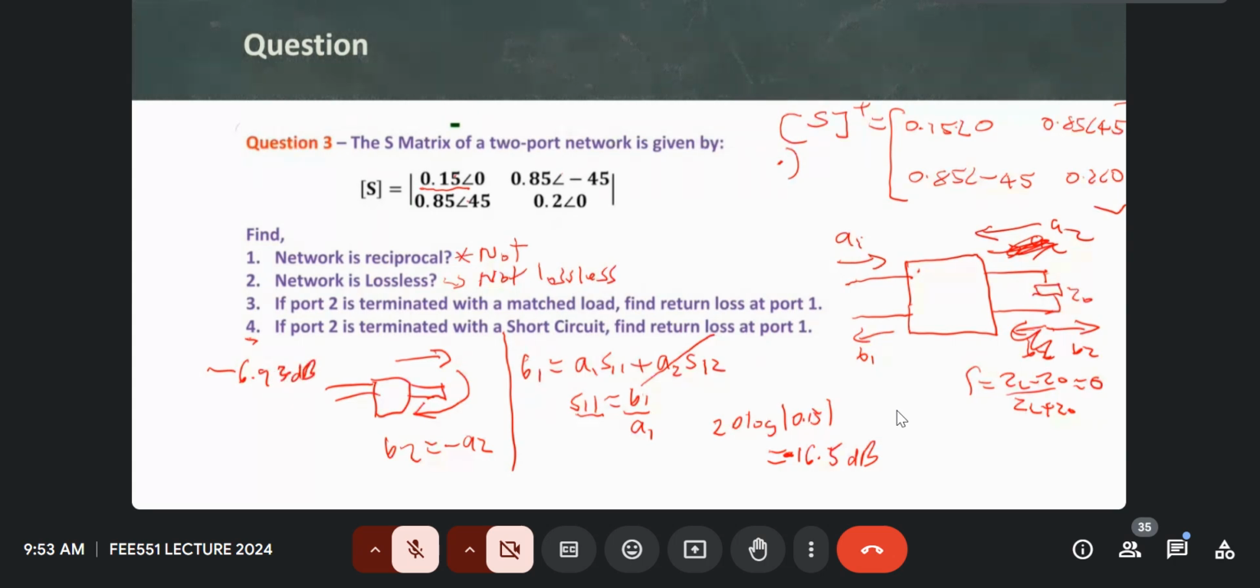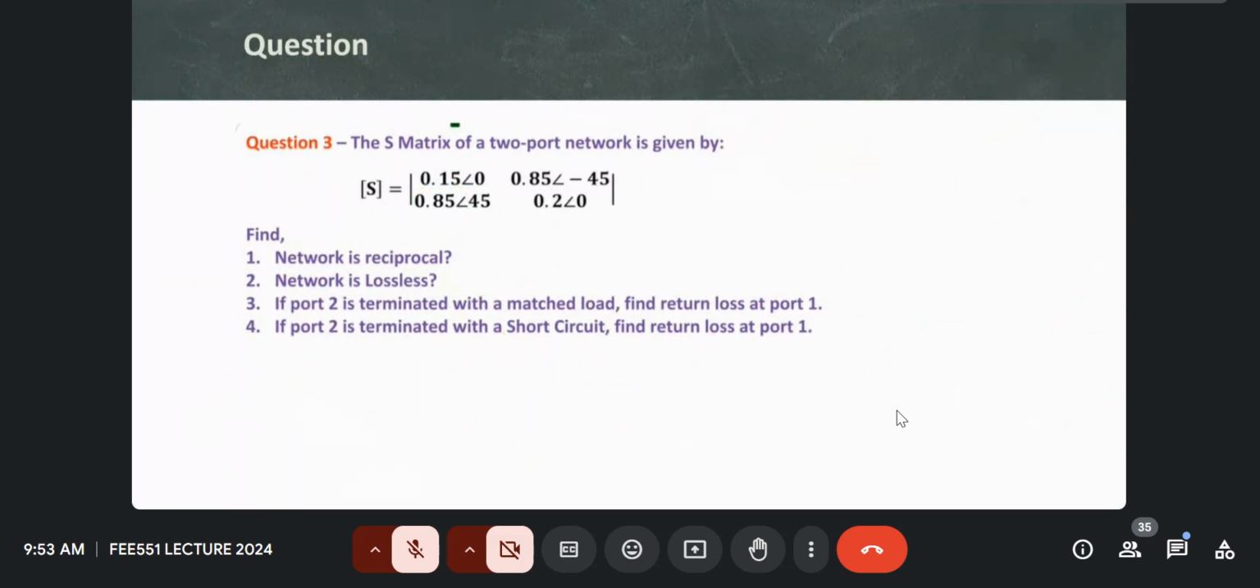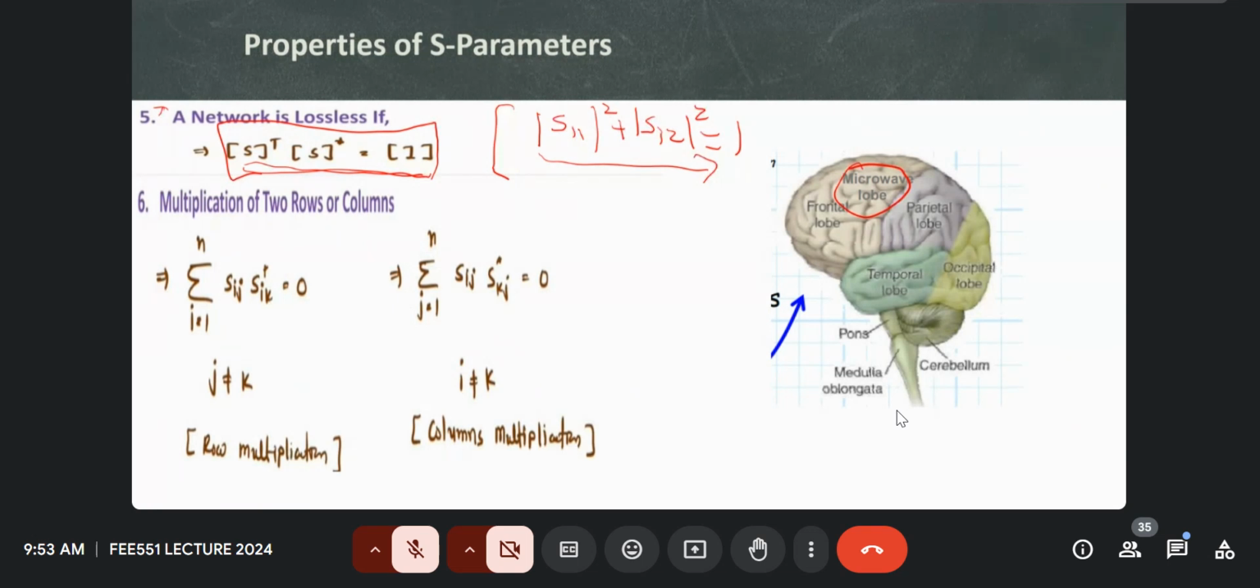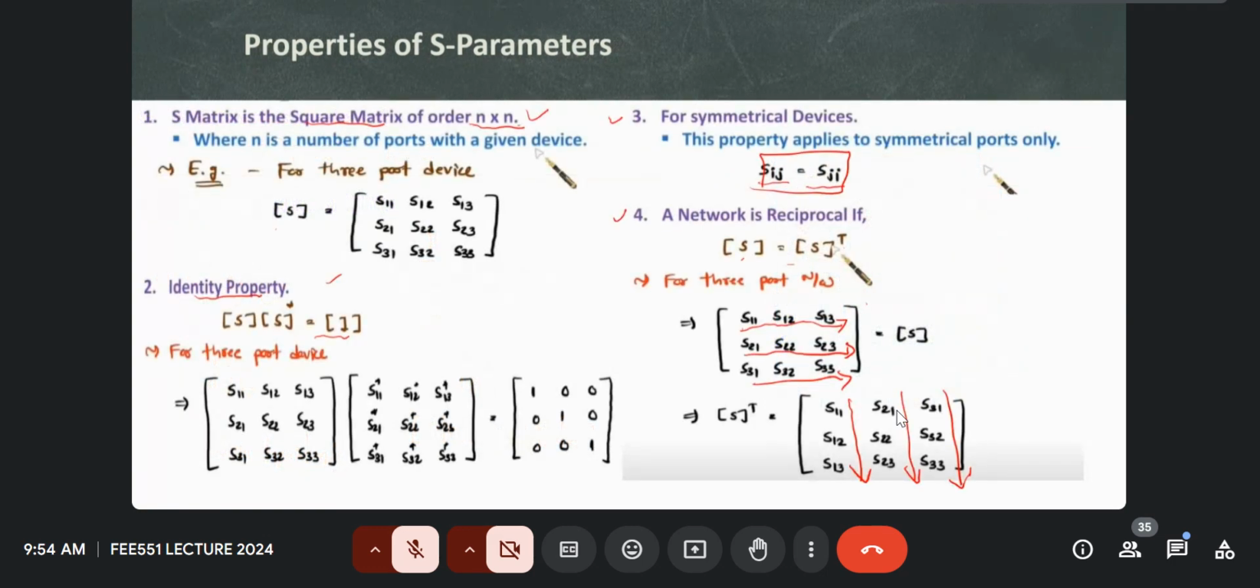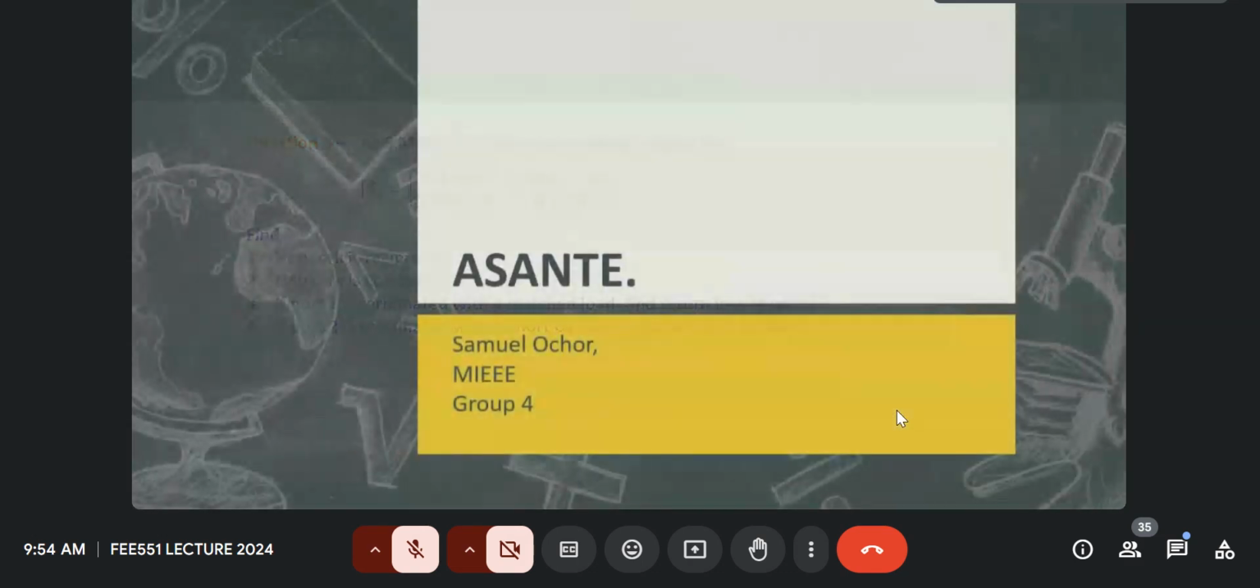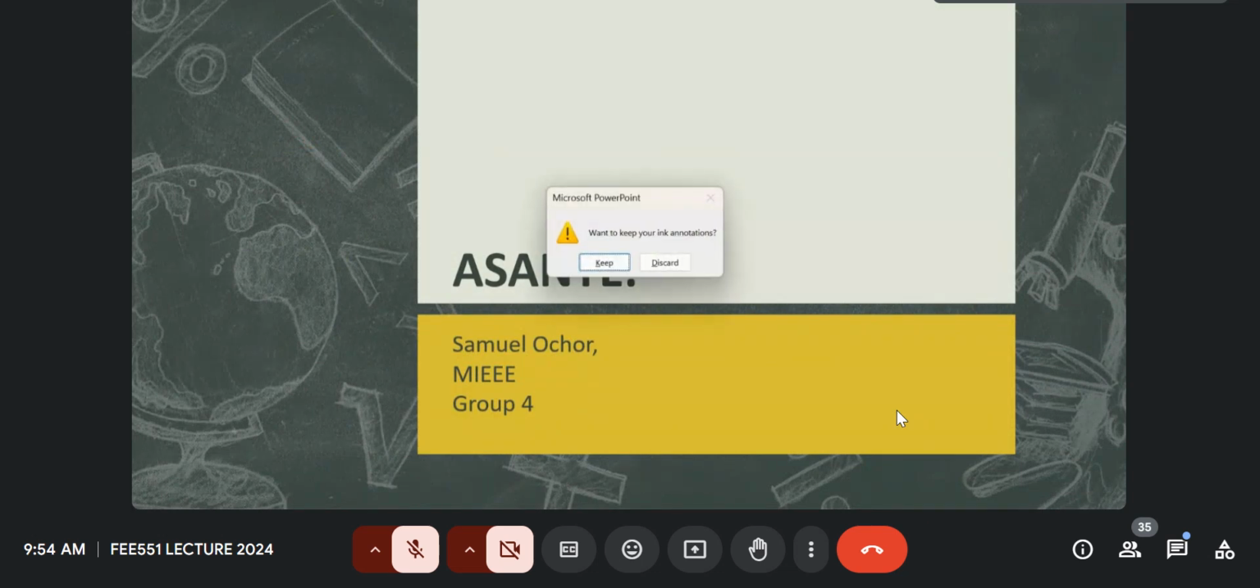Okay, so the takeaway from today's discussion is that a network is lossless if that condition, S transpose times S conjugate, is equal to the identity matrix. If you open that up, you will get, row wise, S11 squared plus S12 squared, and if you have a 3 by 3, you add S13 squared, and you should get 1. And then for reciprocal, S is equal to S transpose. Okay, thank you. That's the presentation we had for S parameters.